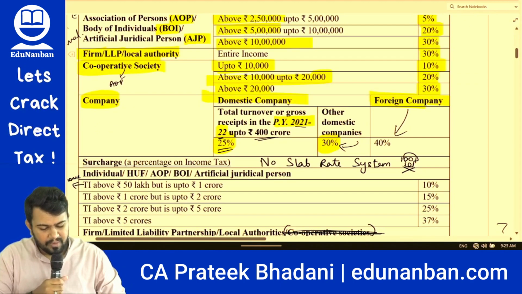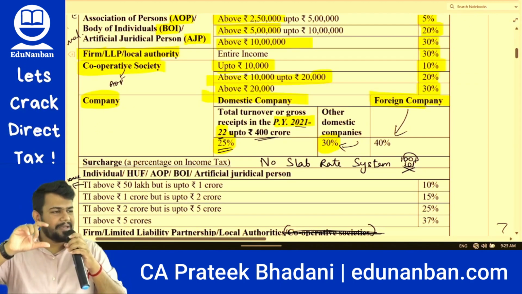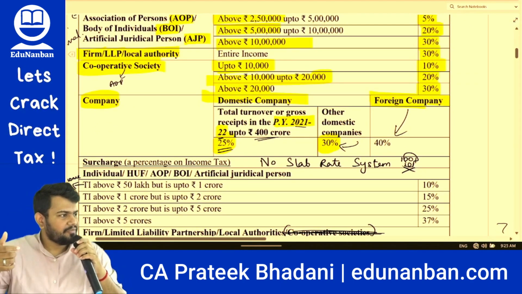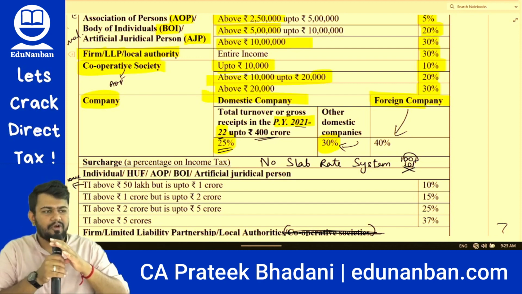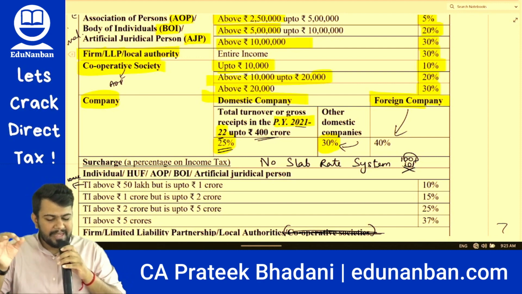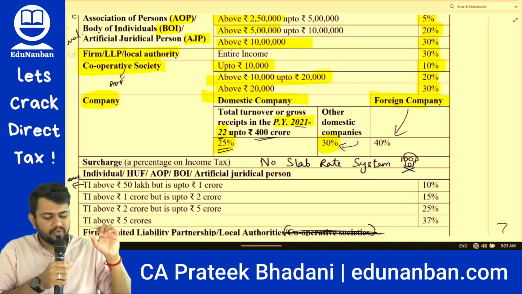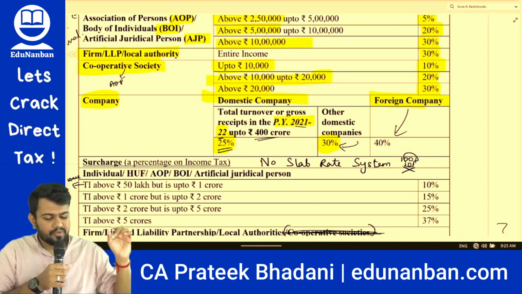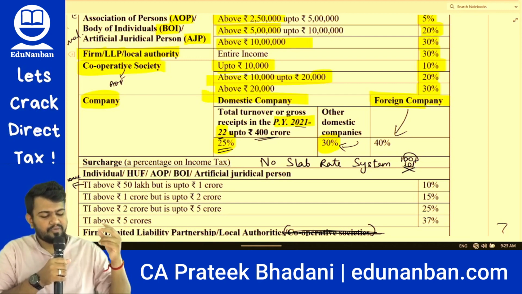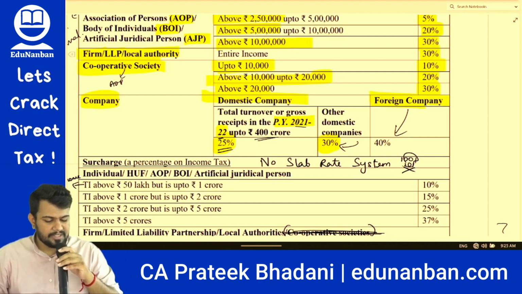Now, cooperative society. Cooperative society is also association of persons. However, the tax rate and the way to tax the cooperative society is different in the Income Tax Act. Hence, we have to follow that special method. In cooperative society, up to 10,000 rupees, 10%, above 10,000, up to 20,000, 20%, above 20,000, 30% tax.